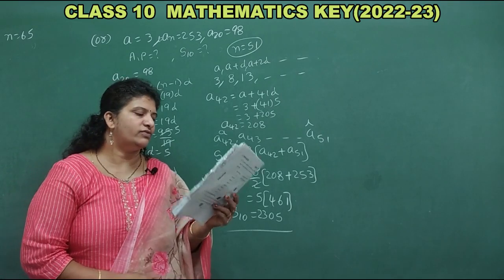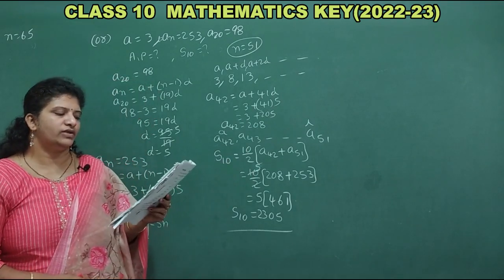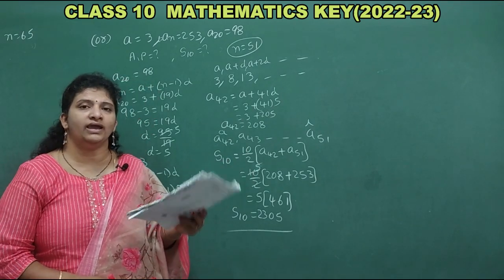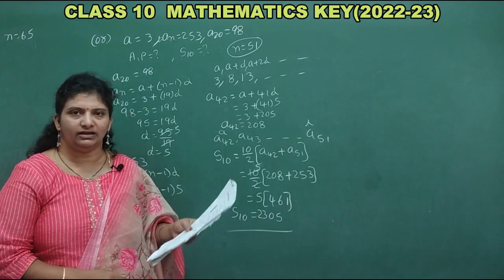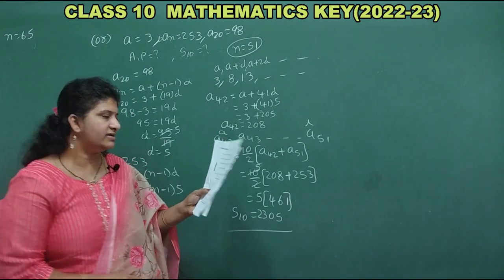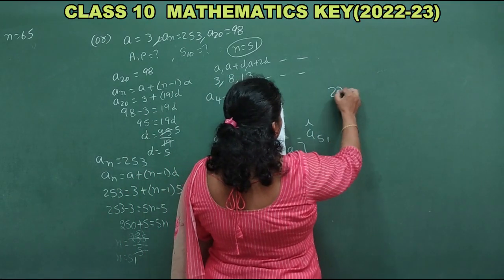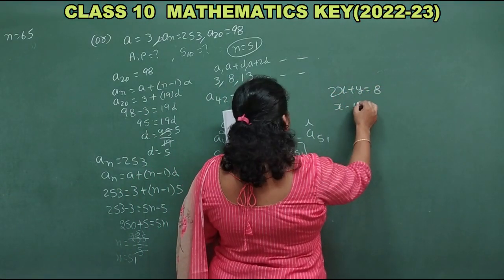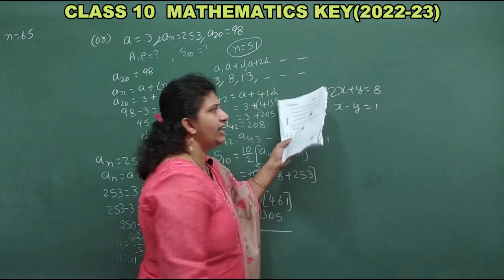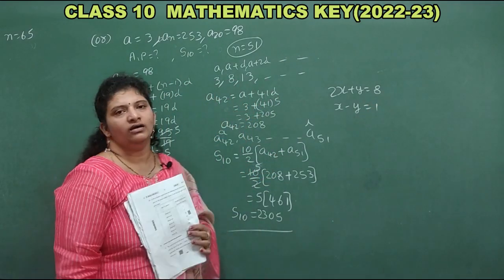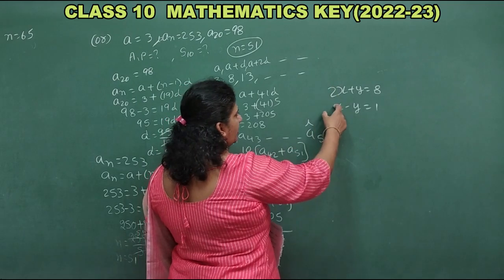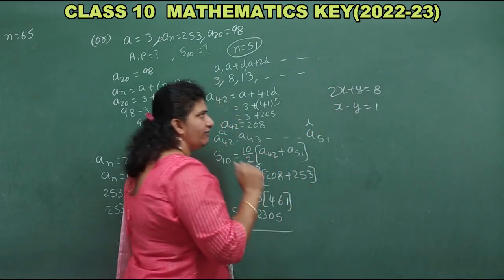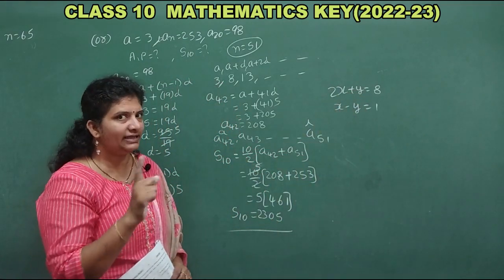And yeah, 35th problem. Find the solution of the given pair of linear equations by graphical method. See here, 2x plus y is equal to 8 and x minus y is equal to 1. Very simple equations given here. Observe the equations: a1 by a2, b1 by b2 are not equal. Therefore, the lines are intersecting graphically, right?